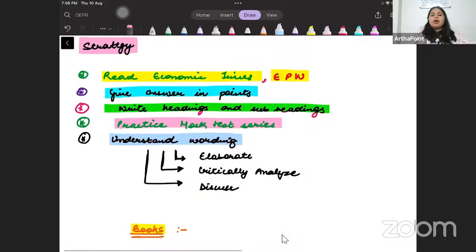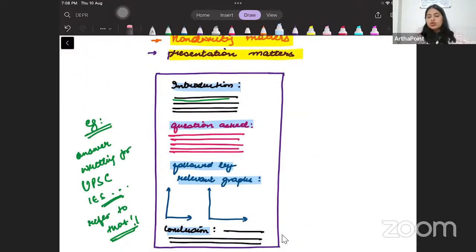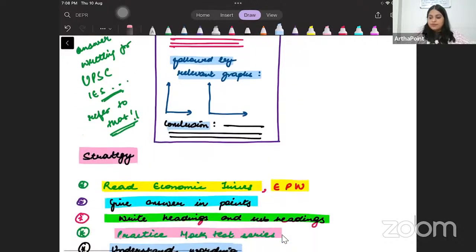Next, let's talk about the strategy of solving or cracking this paper. So what is the DEPR phase 2 strategy? As you have seen, current trends are very important. So you have to read the newspaper, read Economic Times, read EPW, read Financial Times, read the Budget and Survey. Understanding the trends is very, very important. Second, you should always give your answer the way I mentioned in pointers, with introduction, conclusion, graph, equation, etc.